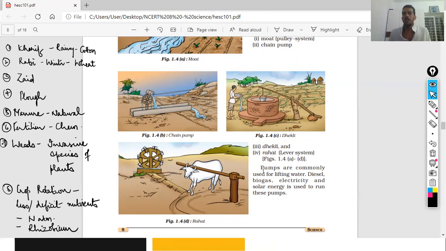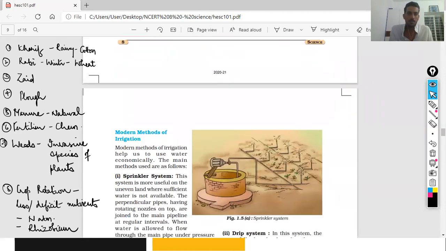Now, these are different systems of irrigation which are practiced in different parts of the country based on the water levels they have, and the availability of water as such. But now again we have motors nowadays which are diesel powered or electric powered. So yes, we don't need the manual method anymore.